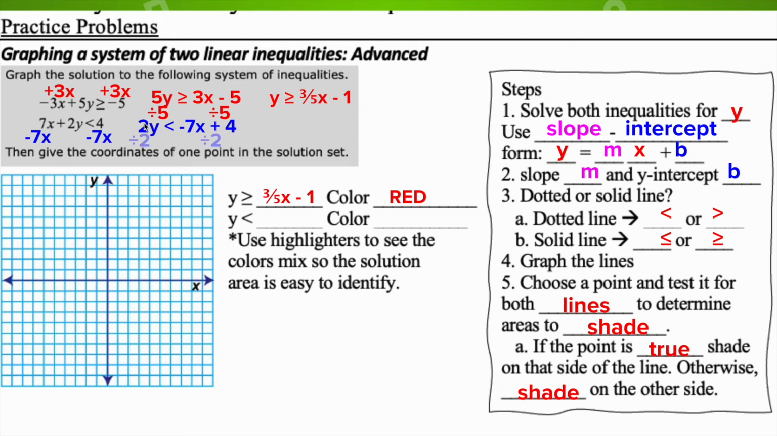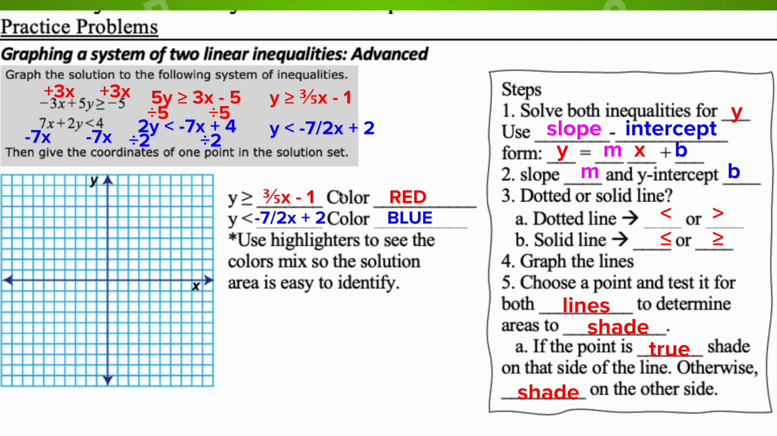Now I'm going to divide by 2 on both sides so that I can get y all by itself. 2 divided by 2 cancels. And on the right side, I have negative 7 divided by 2, so negative 7 halves. And then 4 divided by 2 is 2. So again, make sure you're dividing everything when you move that piece.